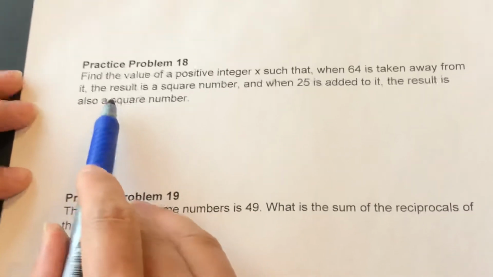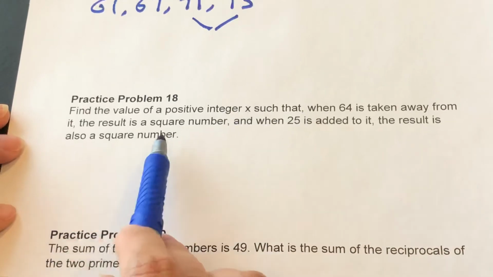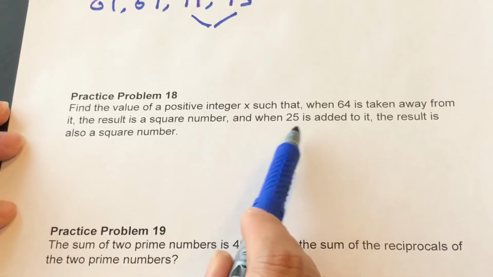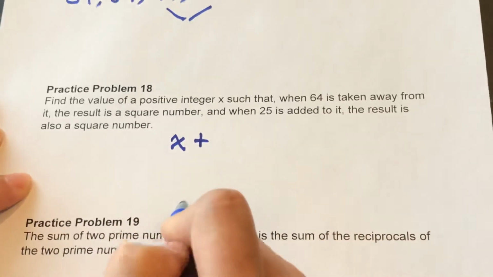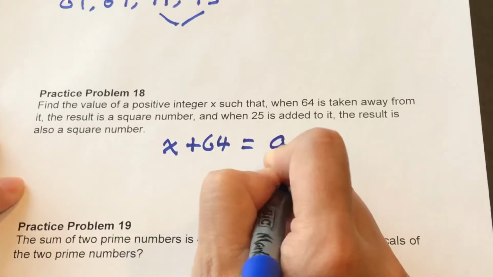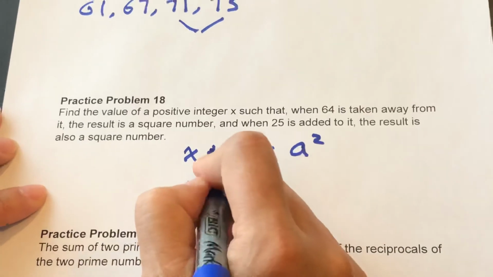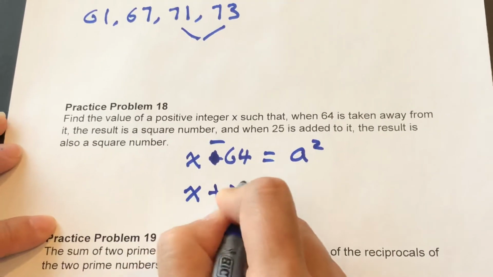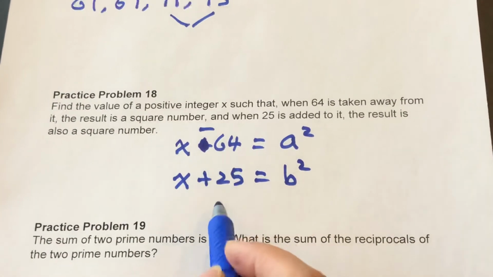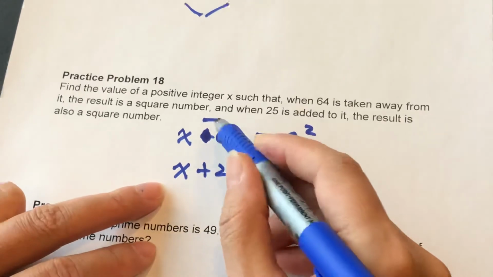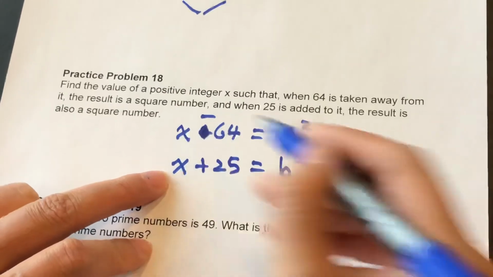18. Find the value of a positive integer x such that when 64 is taken away from it, the result is a square number, or 25 is added to it, the result is also a square number. So x minus 64 equals some square, okay? X plus 25 equals another one. So if we subtract the 2 equations, we use this equation minus the top one. So x minus x, they cancel.